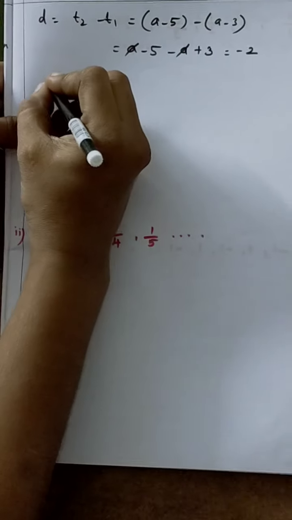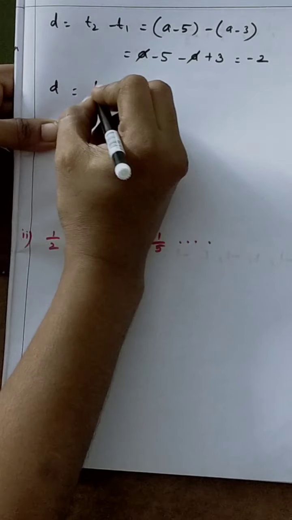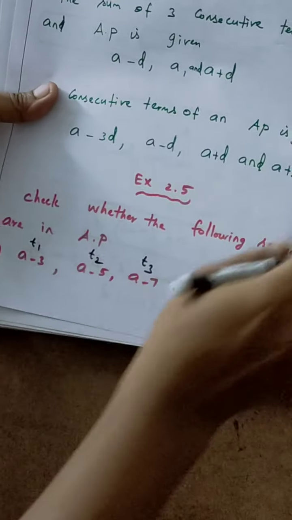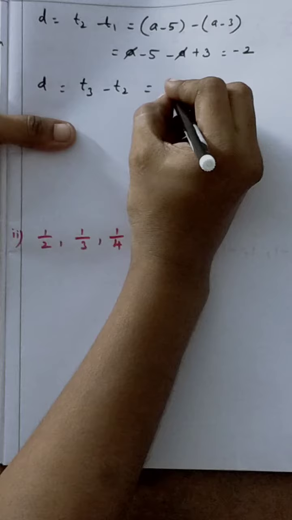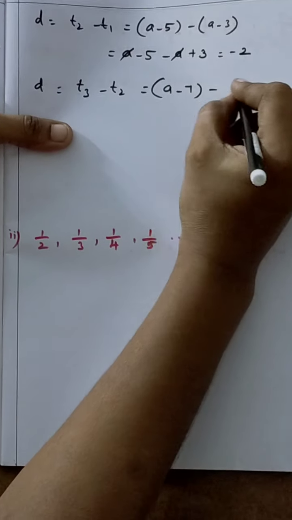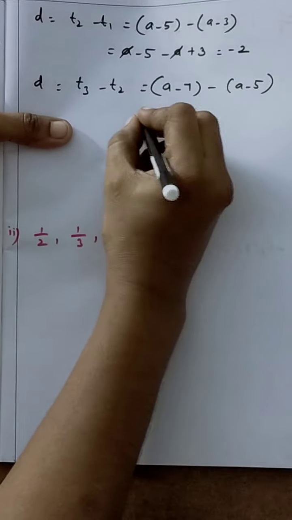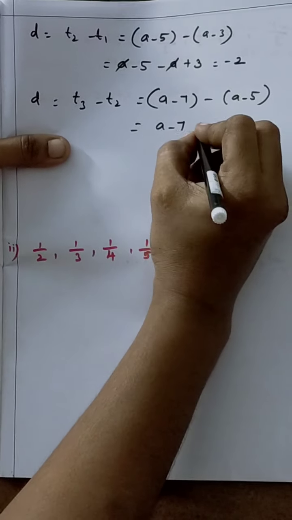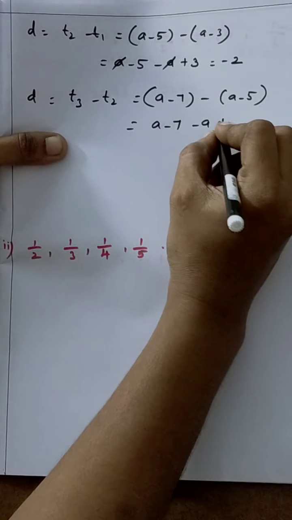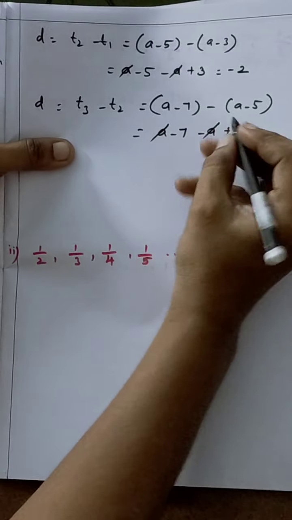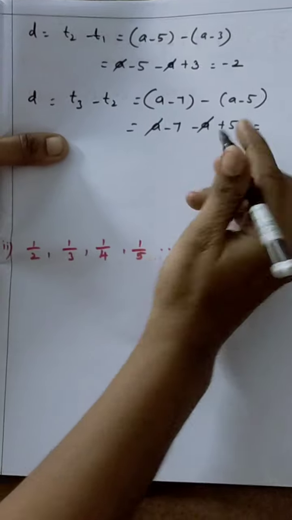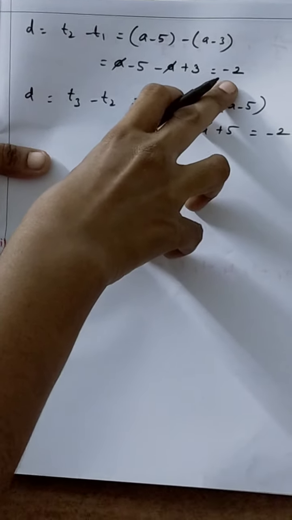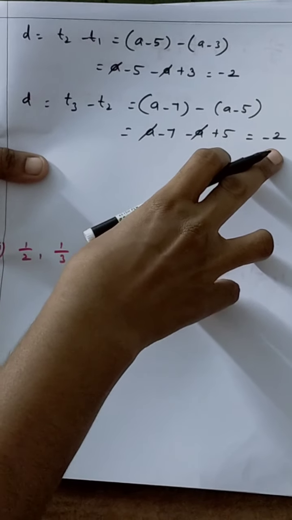And the next one, again check the next term: T3 minus T2. What is the T3 term? It is a minus 7, so a minus 7 minus (a minus 5). Again, all the elements in the bracket change sign, minus into minus is plus. Minus a plus a directly cancel. Minus 7 plus 5 equals minus 2. The first difference, T2 minus T1, was also minus 2. So the common difference is minus 2.